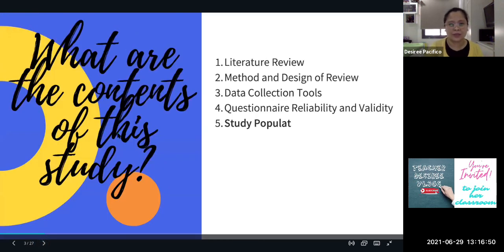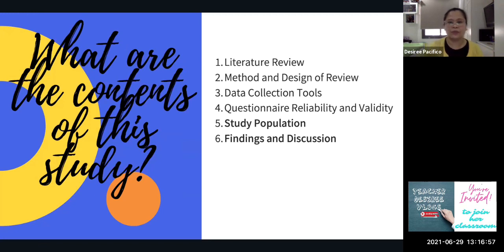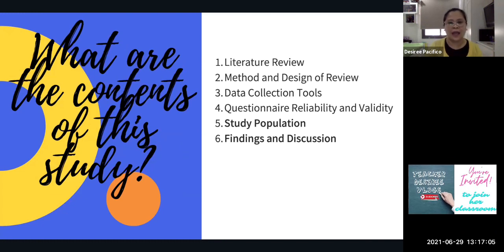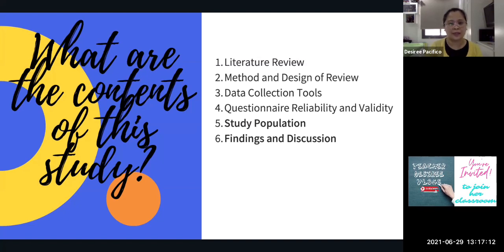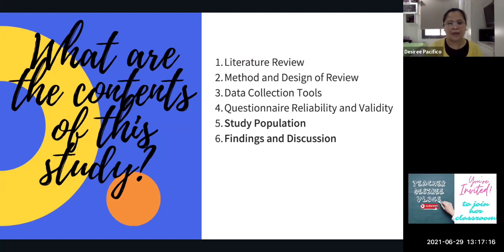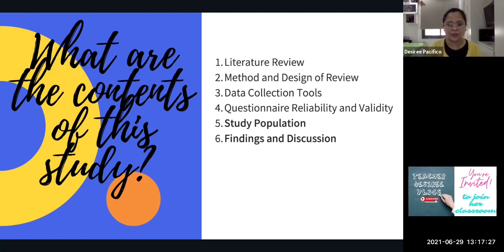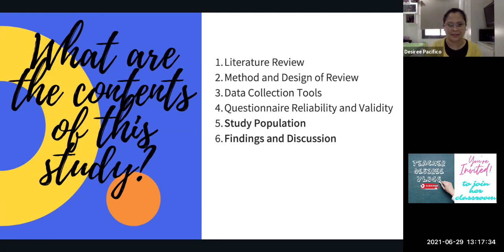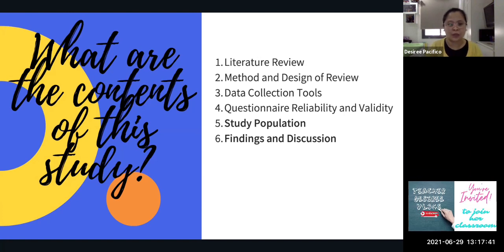Okay, what are the contents of this study? First is the literature review, where they reviewed English as a language and in literature as well. Then the methods and designs of the review they used, and the tools they used for data collection, including questionnaires, questionnaire reliability and validity, and the study population: how many had taken this research, how many had been asked, and how many had participated. And the last are the findings and the discussions, where the conclusion and recommendations were included.